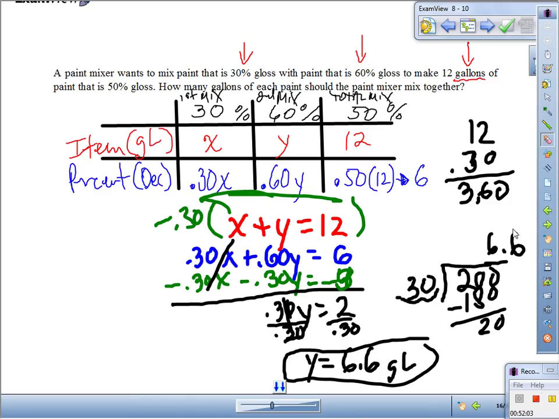This is, focus. Oh, you got to be so rude. 3.6.